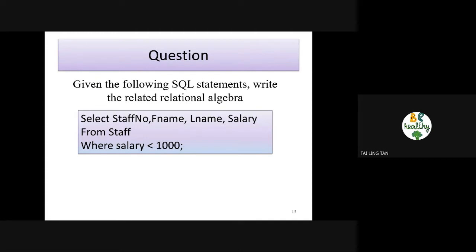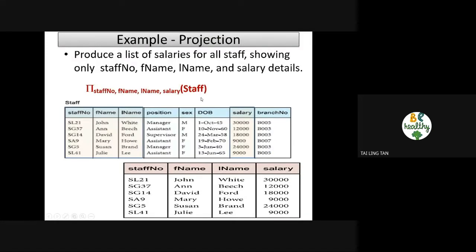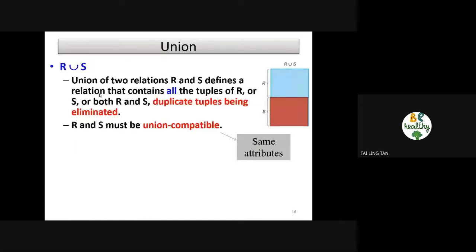Okay, so adding another condition, salary less than 1000. The answer is combined with all of this, and then for the last part I only add in salary less than 1000. Then we continue to the union.